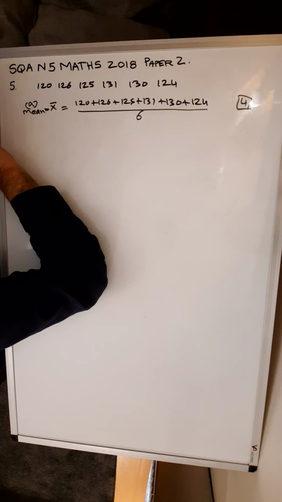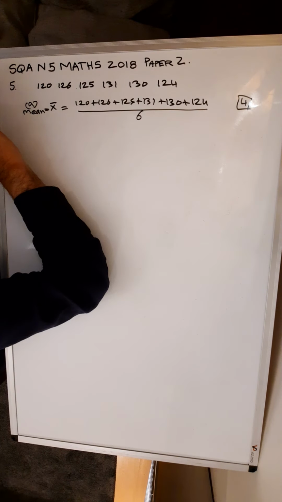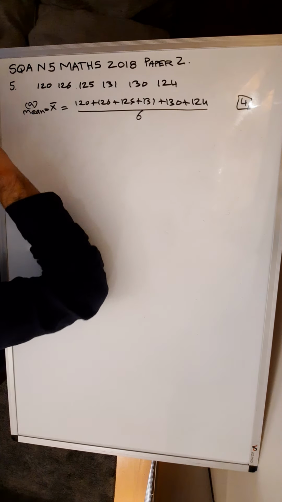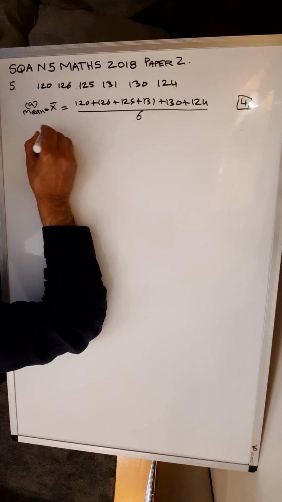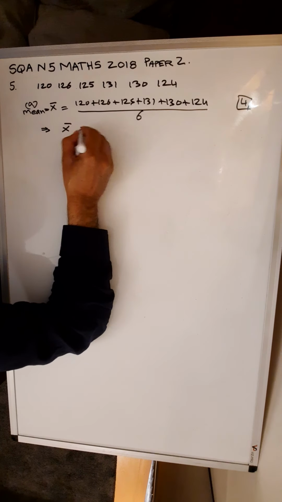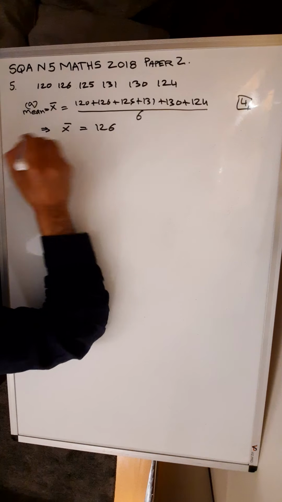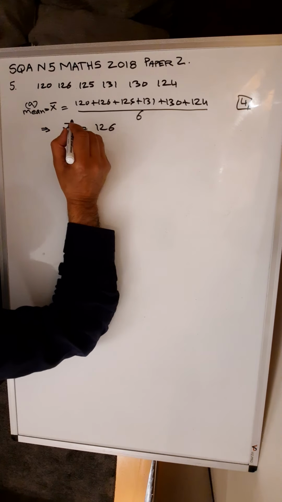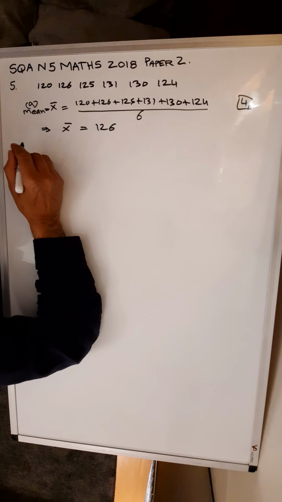120 plus 126 plus 125 plus 131 plus 130 plus 124. Divide that by 6 and you get 126. That means that X bar, the mean, is 126. That's part of the 4 marks. Now you need the standard deviation.